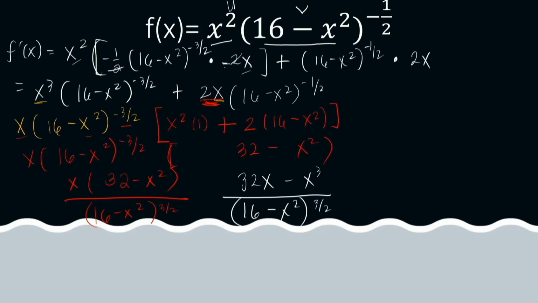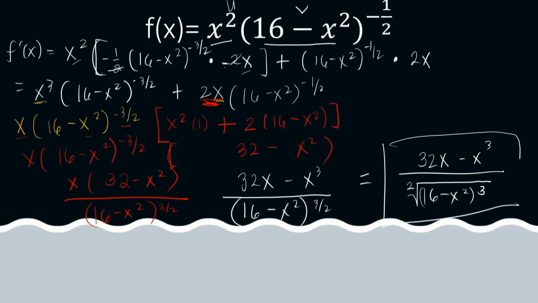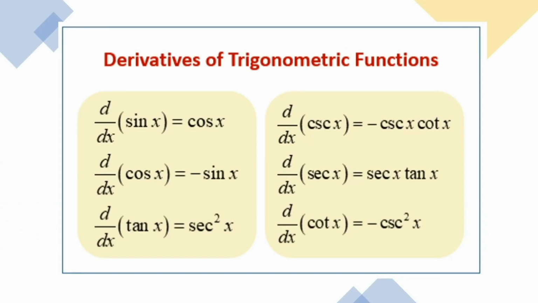Or, pwede natin gawing radical form. So, kung gusto nyo i-rationalize, ayaw nyo nang may radical form sa baba, you can rationalize it. So, alam nyo naman mag-rationalize. So, square root of 16 minus x squared raised to 3. Okay? So, pwede nyo ilabas si 16 minus x squared since mas malaki naman yung exponent niya kaysa index, di ba? Ayan. So, pwede nyo ito or ito. Okay? So, next, derivatives of trigonometric functions.